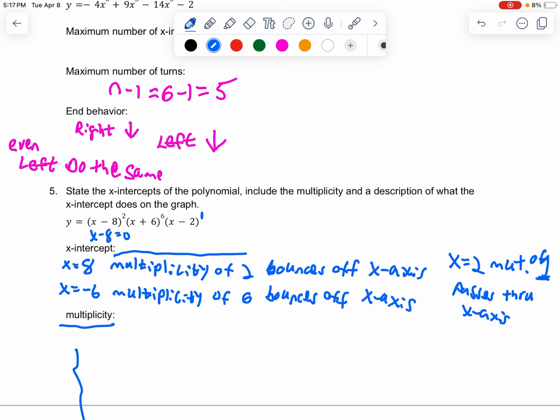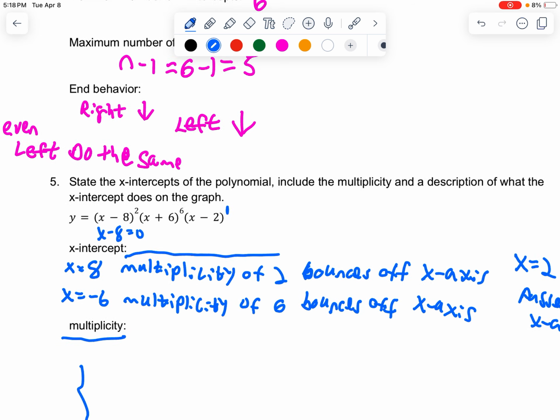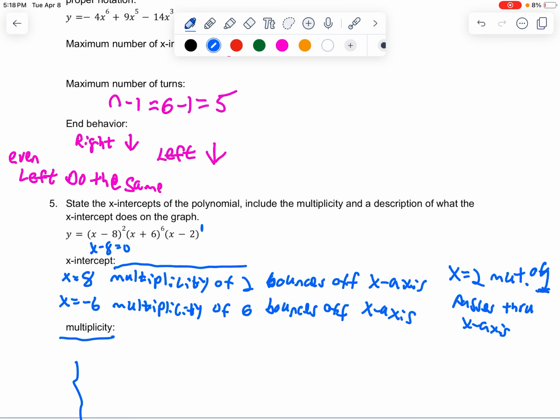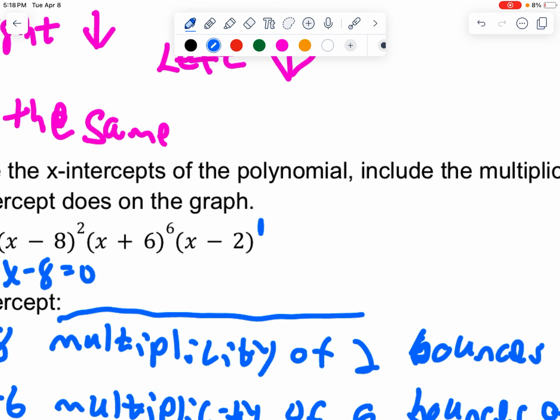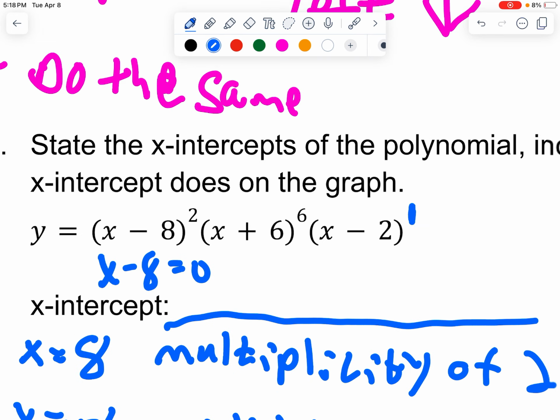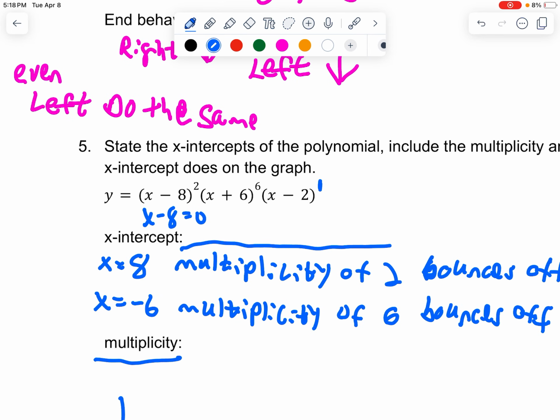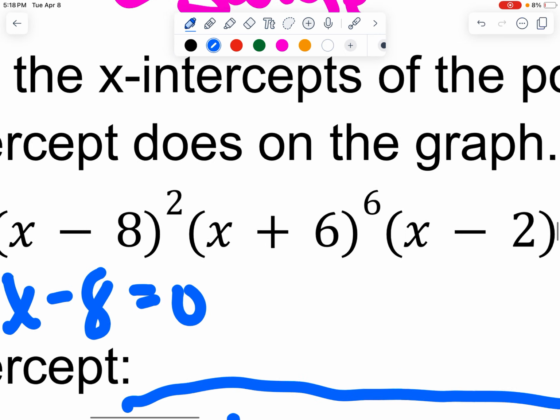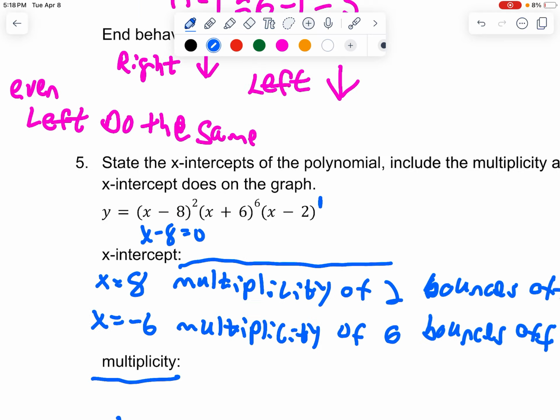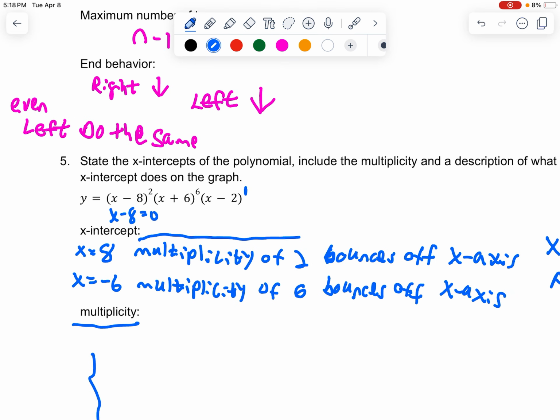Okay? It bounces. It's kind of like this. Oh, my pen died. So I'm just going to talk about this. So at x equals 8, it bounces off the x-axis. At x equals -6, which is coming from the x plus 6 factor equal to 0, subtract 6, you get x equals -6. The multiplicity is 6 because that's the degree of the factor, right? It's raised to the 6th power. And that also bounces off the x-axis.